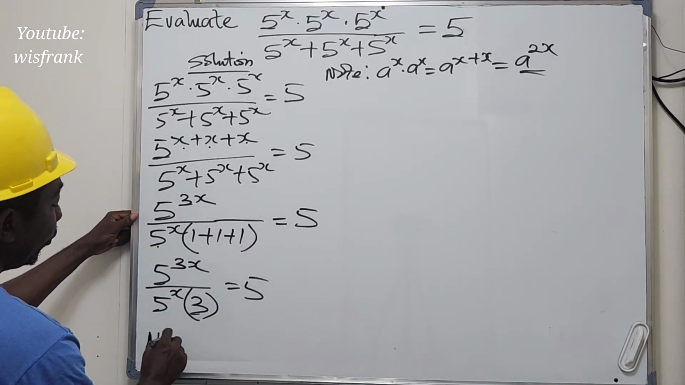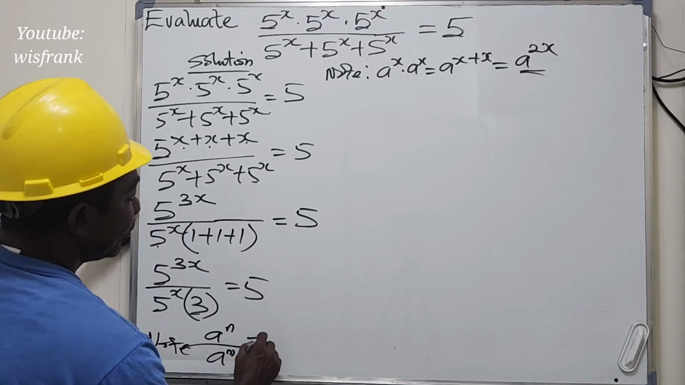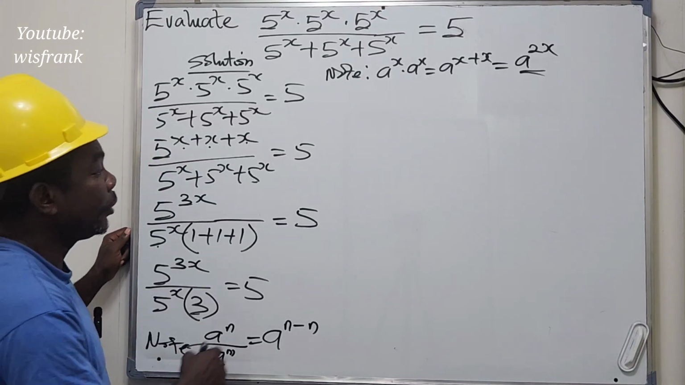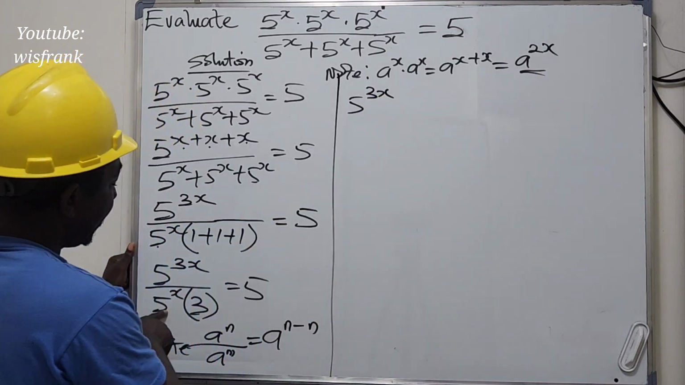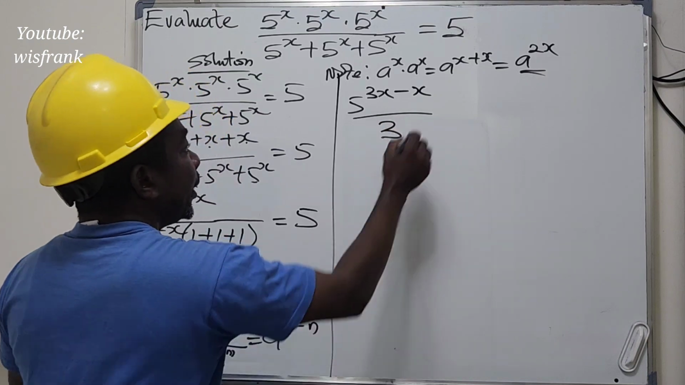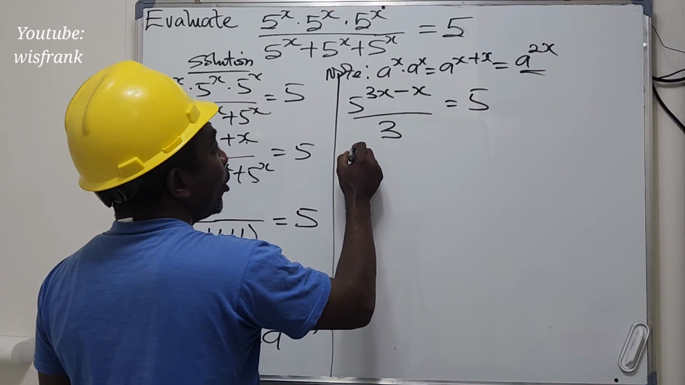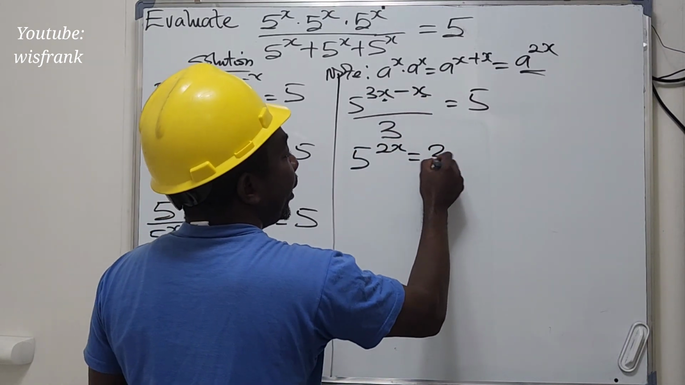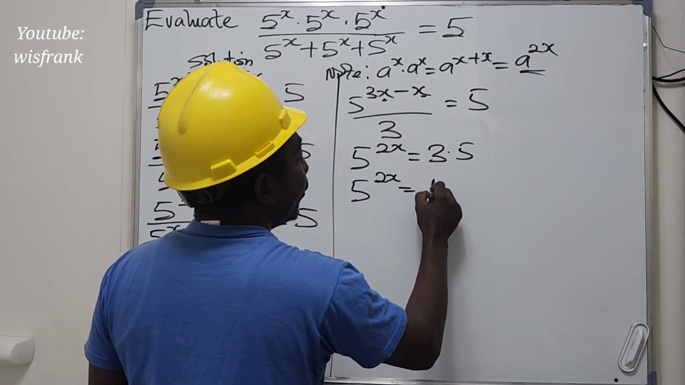We also recall that when we have a^n all over a^m, it is the same thing as a^(n-m). So we represent this in this format. That will give us 5^(3x minus x) all over 3 equals 5. We can cross multiply here. So 5^(3x-x), which gives us 2x, equals 3 times 5. So we have 5^(2x) equals 15.